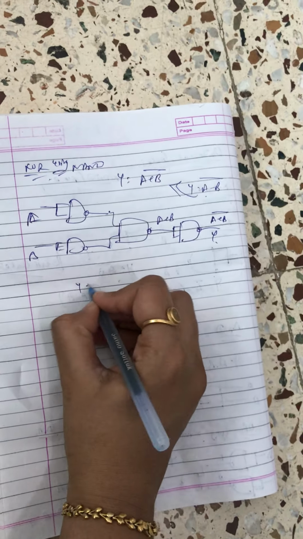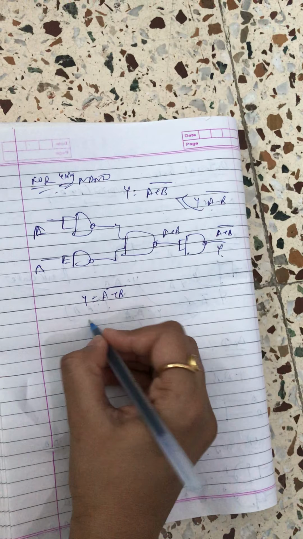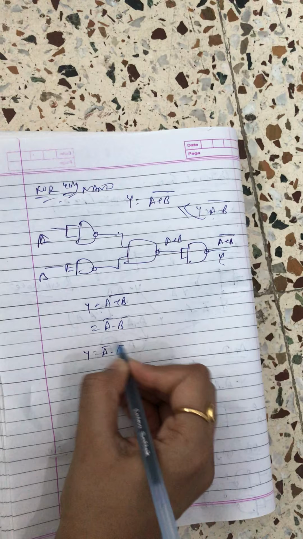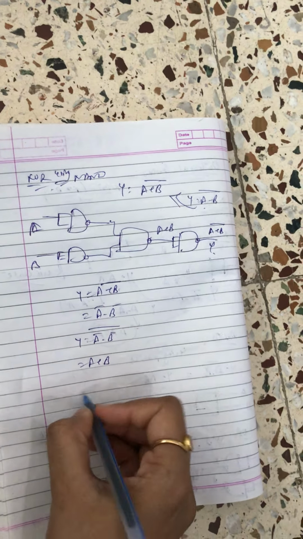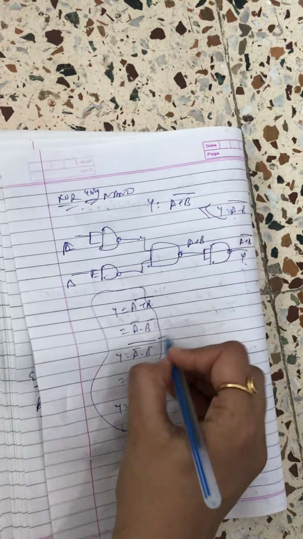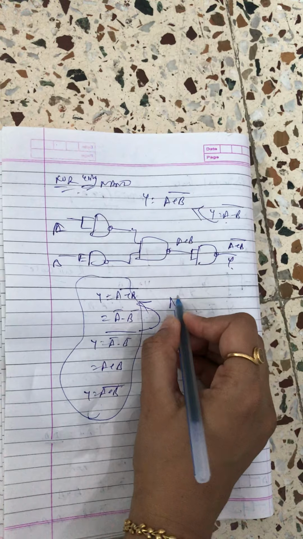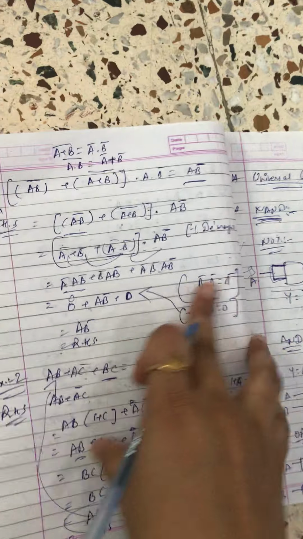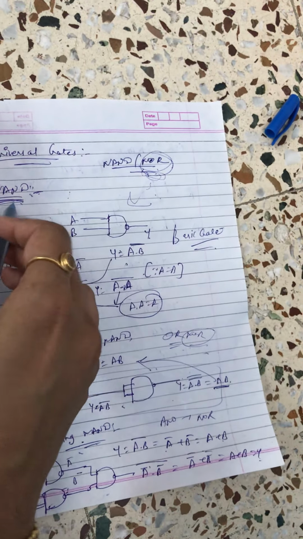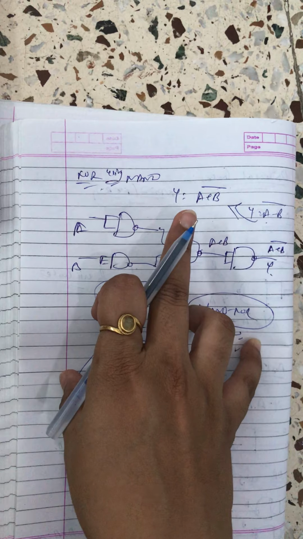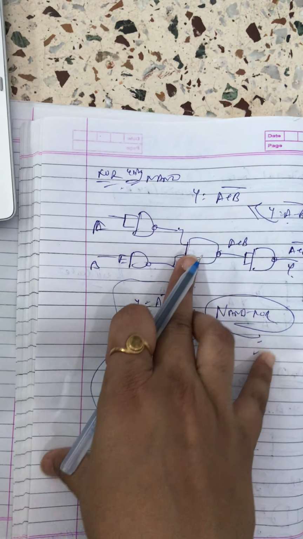To simplify, Y equals (A plus B) whole bar, so it equals A bar dot B bar. Then Y equals (A bar dot B bar) bar, so it becomes A plus B, and then again you make (A plus B) bar. This is the simplification of the Boolean expression for NOR gate. In a similar way you can make NAND from NOR. So your practice work is to make NOT, OR and NAND from NOR gate. Okay, thank you.